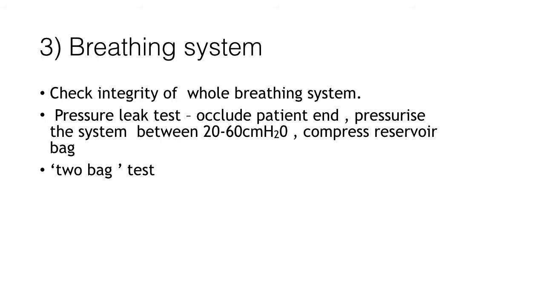You should then complete a pressure leak test. This involves occluding the patient end of the breathing system, pressurizing the system to between 20 to 60 centimeters of water, which you can do by means of the oxygen flush, and then compressing the reservoir bag. Because you're occluding the patient end, there should not be any significant decrease in pressure. If there was a leak in the breathing system, then you'd see a significant decrease in pressure when doing this test.